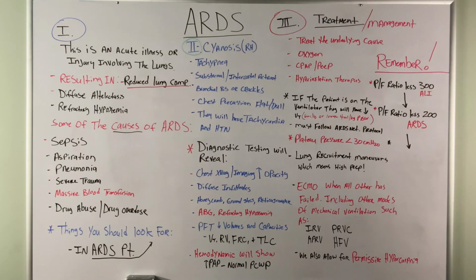Now, in closing, I want you to remember that if the PF ratio, the PaO2/FiO2 ratio, is less than 300, then this is diagnosed as an acute lung injury. But when the PF ratio is less than 200, now you know that you are dealing with ARDS, adult respiratory distress syndrome. This is what we are talking about tonight.